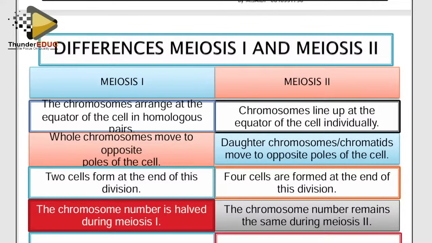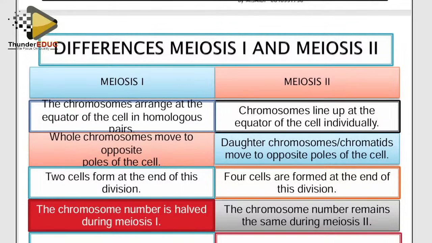You see, in meiosis 1, under anaphase, homologous chromosomes move to opposite poles. Under the other one, we say chromatids move to opposite poles. Is it clear? In meiosis 1, you result in two daughter cells. In meiosis 2, you result in 4 daughter cells. So you see, we have a lot. You can go phase by phase.